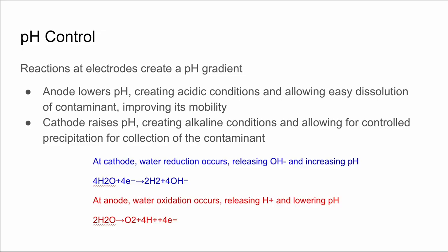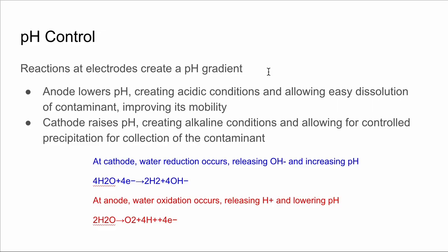to flow to the electrodes. At the cathode, it's going to raise the pH, and that's going to create alkaline conditions and allow for the controlled precipitation for the collection of the contaminant. So if you're working with a heavy metal, the cathode is going to cause the contaminant to precipitate, and then you could pump that out of the water and treat it.